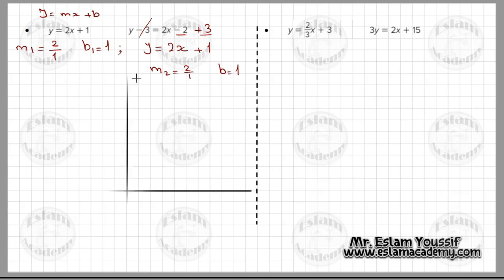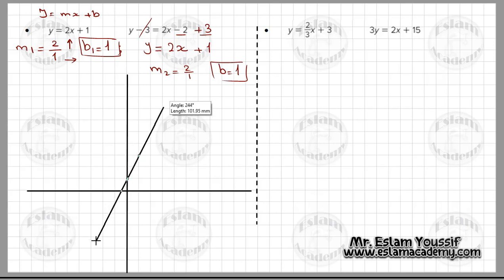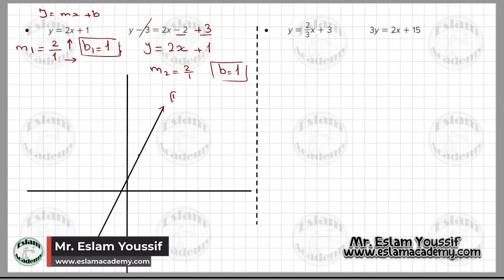Now we need to graph. In all of the questions, we will start from the y-intercept. The y-intercept equals 1. The slope is equal to 2 over 1. Once we have a positive slope, it means we are going up, then going to the right. I'm going up 2 units, then going to the right 1 unit. Now we need to graph the line. Draw the line joining the 2 points. So that's for equation number 1.